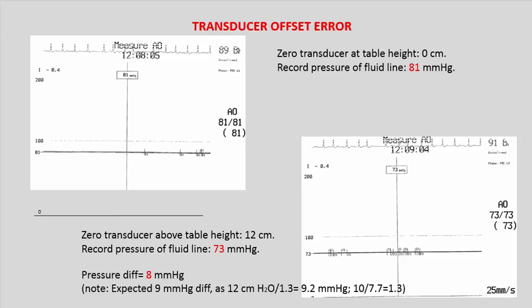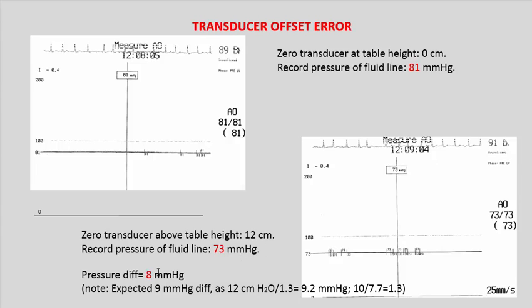This is that little exercise I mentioned you should do. Here, I should explain, this is just a simple trace of pressure against time with a patient on the table with an ECG. If we zero the transducer at the table height, meaning you rest it on the table well below mid-chest level, and then record the pressure of the fluid line at rest, when I did this, I obtained 81 millimeters mercury. If I then re-zero the transducer at a height around 12 centimeters, and then recorded the pressure of the fluid line, it was 73 millimeters mercury.